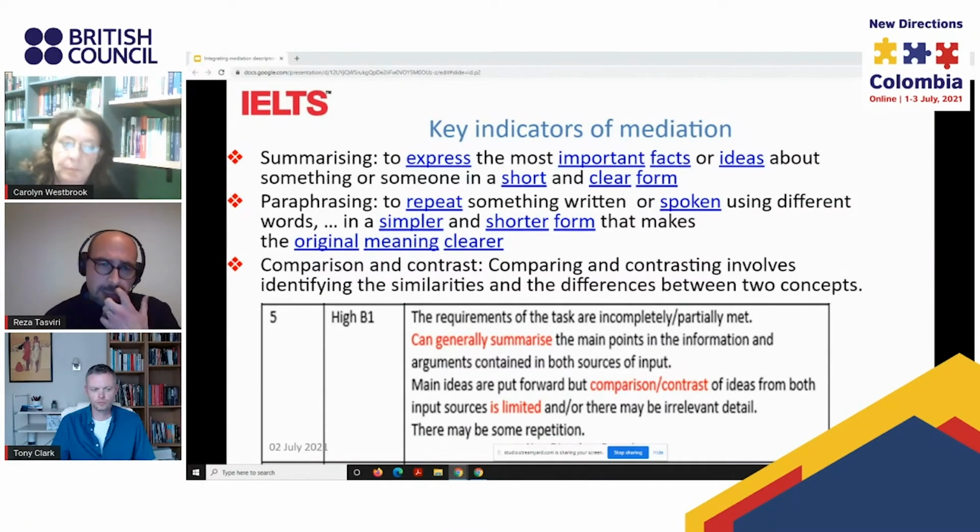Now, Carolyn previously made a reference to how the scales would progressively become more difficult in order to capture performance at different levels. Here, the screenshot will give you just an example of how the key indicators were written up in the scales at one of the lower bands of the scales, which is band 5.